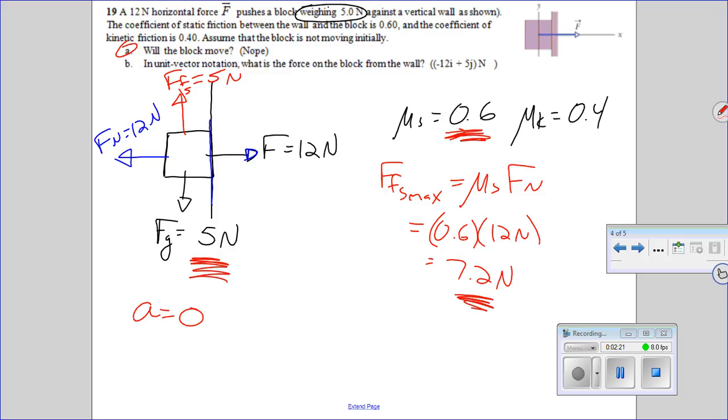Okay. Now, just to be clear, if this coefficient had been smaller, like say it had been 0.4, for example, then we would have only had 4.8 newtons of static friction, and it would have accelerated downwards. And then we would have had to have switched to whatever our kinetic friction was to find the acceleration.